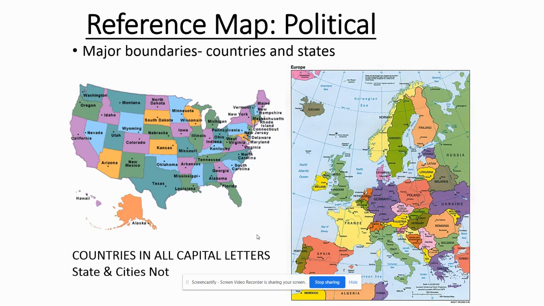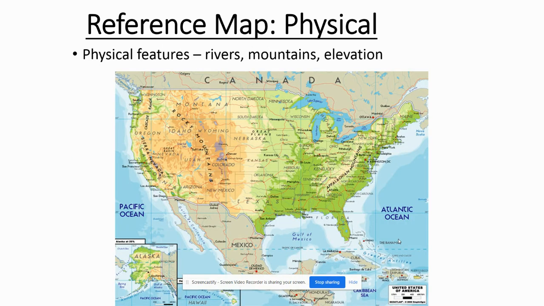The countries tend to be in all caps. Like if you look over here, this map of Europe, whereas the cities are not in all caps. And that way you maybe don't get them mixed up. That's a basic reference map. It's a political map. There's also the basic physical map, another reference map, which shows things like rivers, mountains, elevation. Oftentimes a physical map will have maybe the outline of particular boundaries, but that's not the focus of the map.